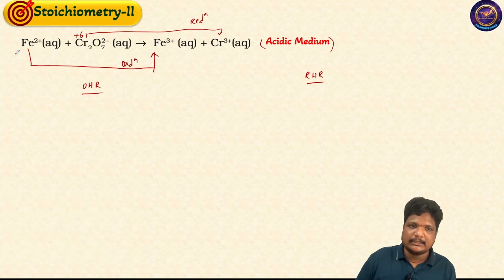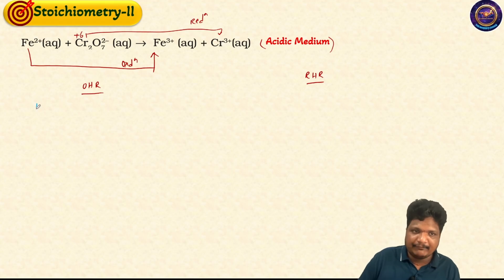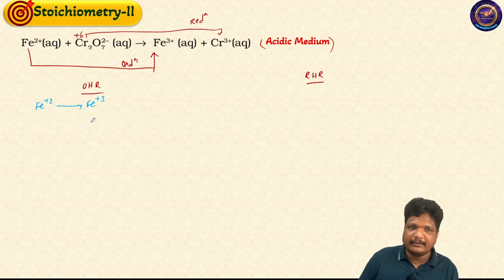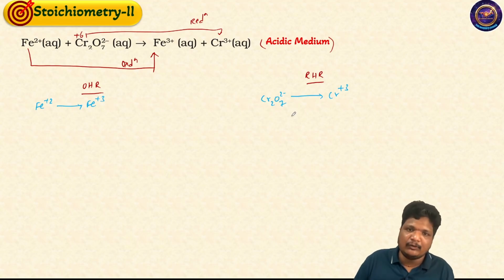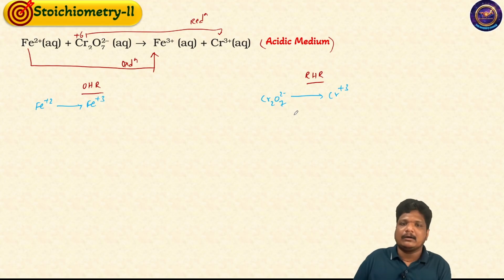Okay, so what is the oxidation half reaction here? The oxidation half reaction is Fe+2 gives rise to Fe+3. The reduction half reaction is Cr2O7 2- gives rise to Cr+3. So here, first of all, you have to balance the atoms other than oxygen and hydrogen.